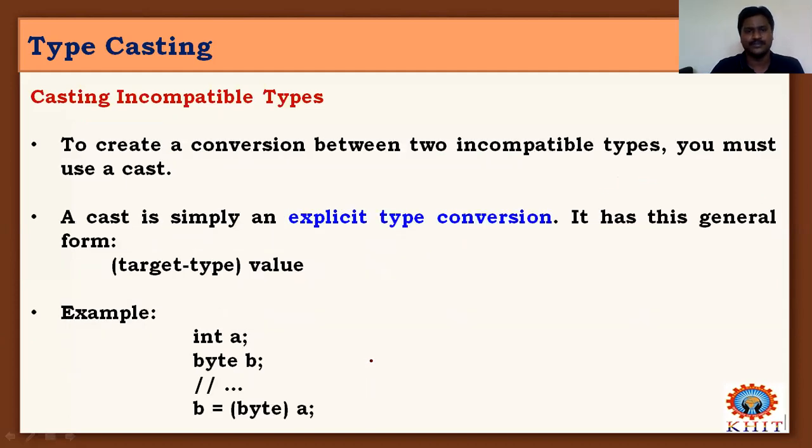See an example for this. Casting incompatible types: to create a conversion between two incompatible types, we must use casting. Casting is a process which performs explicit type conversion. A cast is simply an explicit type conversion. Generally we use parentheses for this, with the target type and the value we are going to assign.